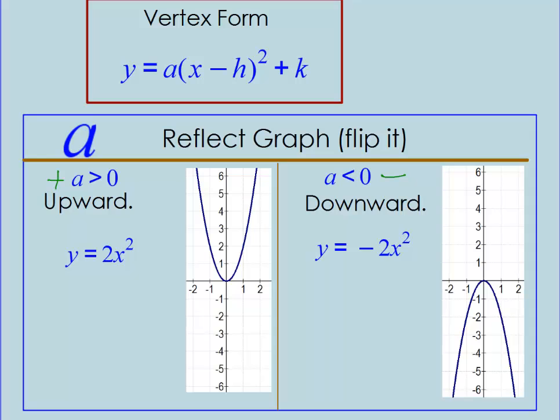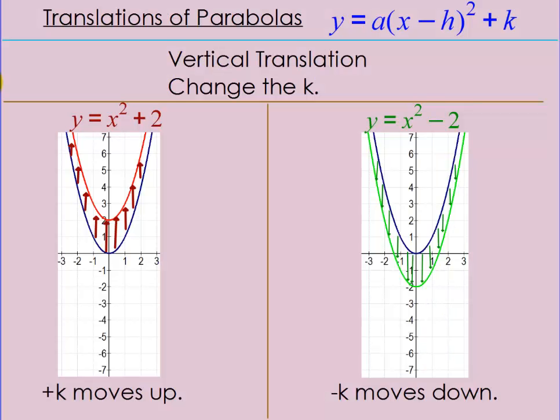Alright, other things about a graph of a parabola. Translations of parabolas. We did this with absolute values before, but now this is parabolas. So the vertical translation, that's translating up and down. To translate, you just change the k value on the outside.